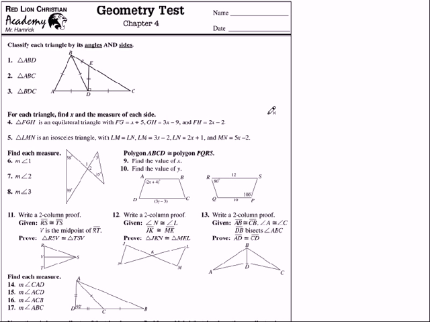All right, here we go, chapter 4. We can go through this pretty quick, a lot of this. This says classify each triangle by its angles and by its sides. Do you remember the names for the classification by the angles? Just go by angles. Just list them. I'm not going to write them down.